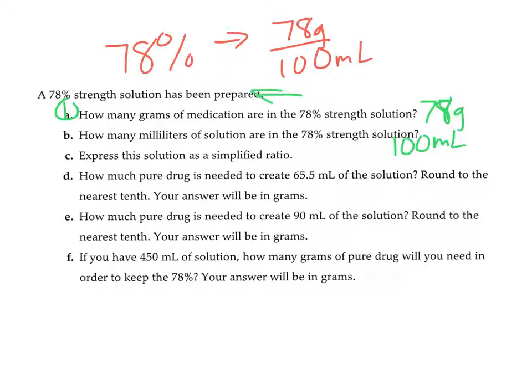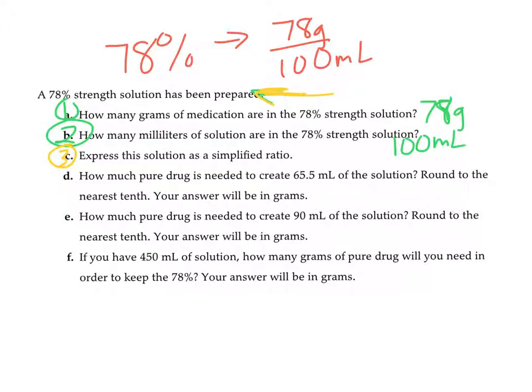A 78% strength solution has been prepared. But number 2 would say then how many milliliters are in this solution. Number 3, I would start with that exact same statement again. I would start with the 78% to keep reminding you what that solution is. But then letter 3 will say, well, let's express that as a simplified ratio. And that's based on that reduction.